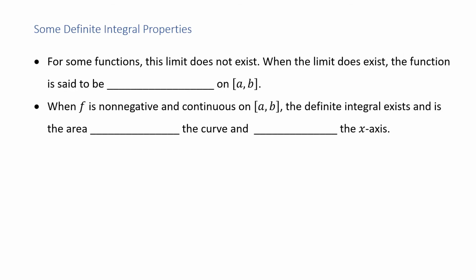Some definite integral properties. For some functions, this limit does not exist. When the limit does exist, the function is said to be integrable on the closed interval from a to b. When f is non-negative and continuous on the closed interval from a to b, the definite integral exists and is the area under the curve and above the x-axis.